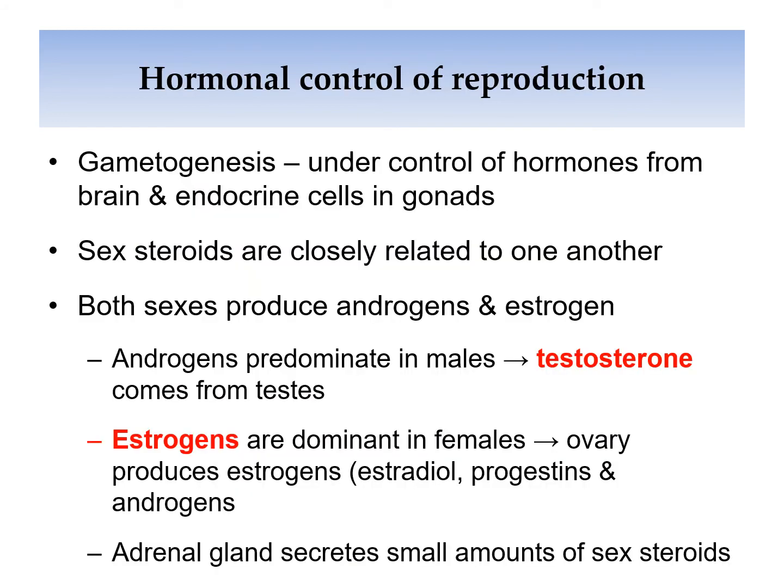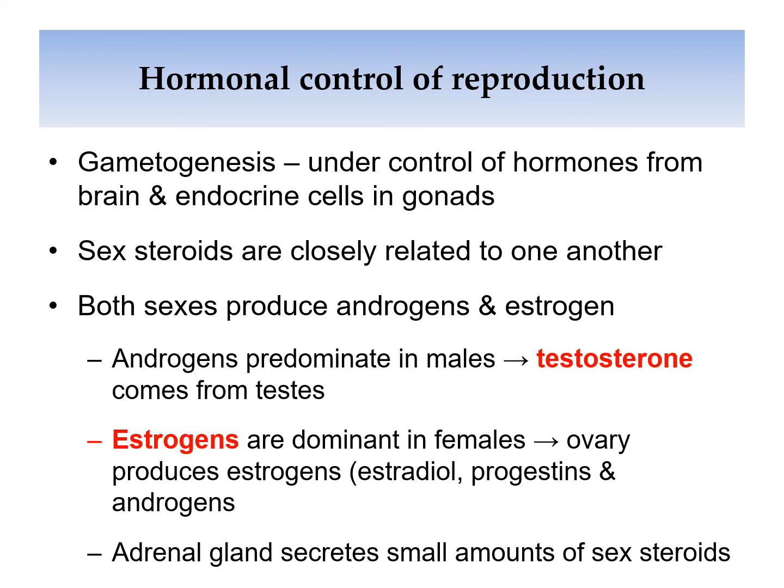As I've already alluded to you, the process in which the sperms and the ovums are produced by the testes and the ovaries is driven by hormones. These hormones come from the brain as well as the endocrine cells in the gonad itself. And the sex steroids, i.e. the testosterone and estrogens, because they're all cholesterol derivatives, are very closely related to one another.